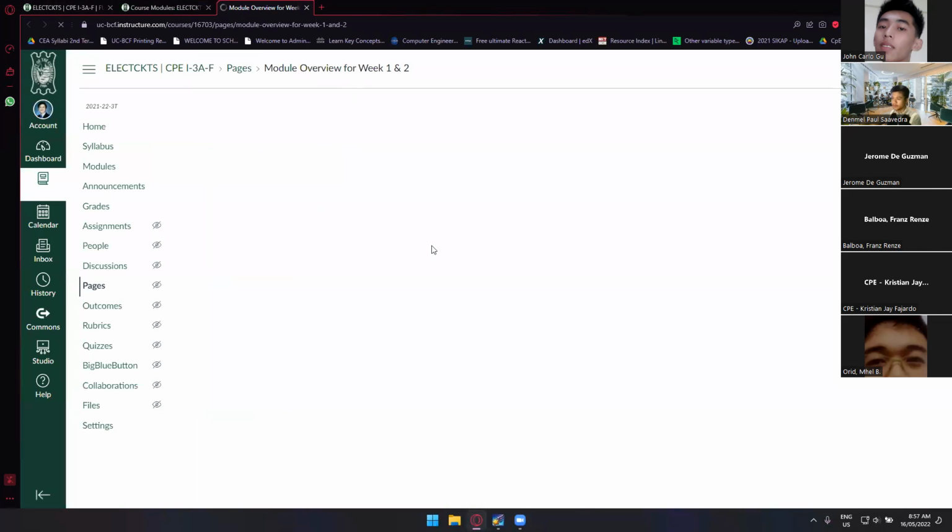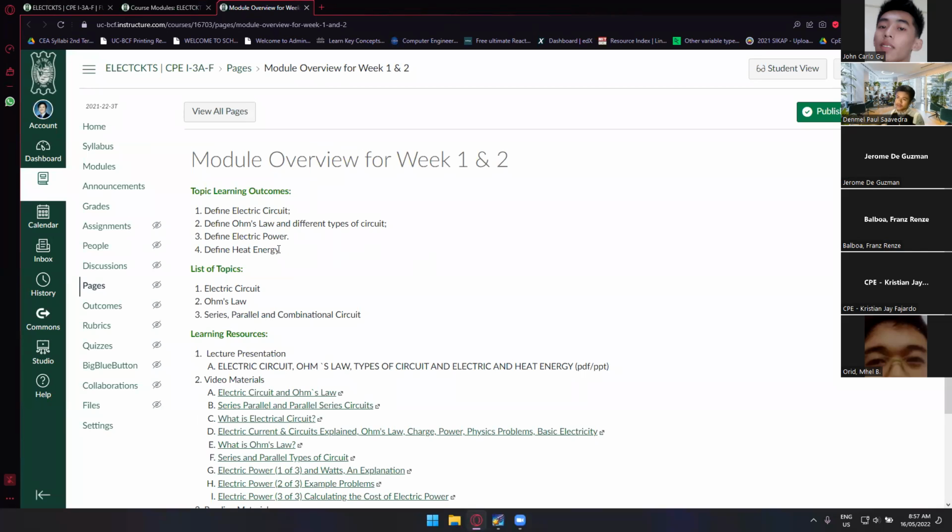Let's start with the overview. In here you will see the topic learning outcomes. You'll be able to define electric circuit. You'll be able to define Ohm's law and different types of circuit. You'll be able to define electric power and define what is heat energy. And here is the list of topics that will be discussed under these topic learning outcomes.